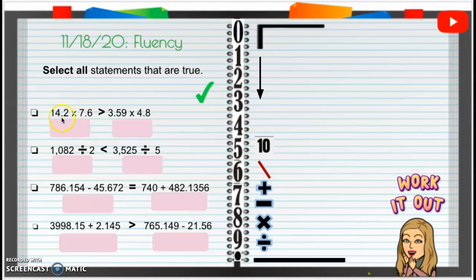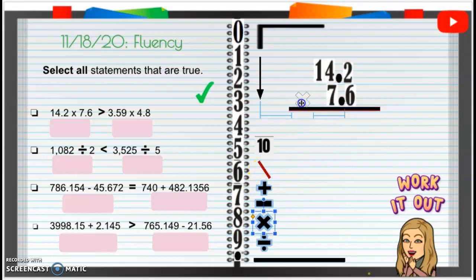So let's solve 14 and 2/10 times 7 and 6/10. So I'm going to do 14 and 2/10. Do I need to line up my decimal when I'm multiplying? No, I don't. I'm going to line it up to the right, so 7 and 6/10. It does just so happen that they do line up, of course. That's okay, but we need to be careful when we are finishing our problem. All right, so when we multiply these, I'm going to copy and paste.